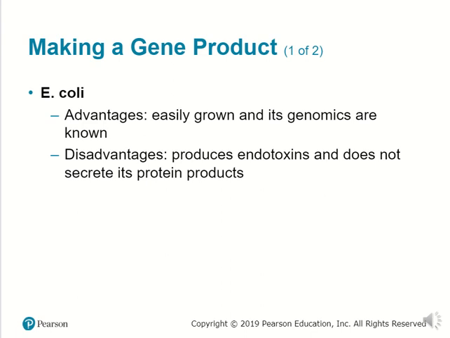When making a gene product, such as in the case of E. coli, there are advantages in the sense that they're easily grown and their genomics are very well understood. But the disadvantages are that bacteria will typically produce endotoxins and do not secrete their protein products readily without getting rid of the cell.